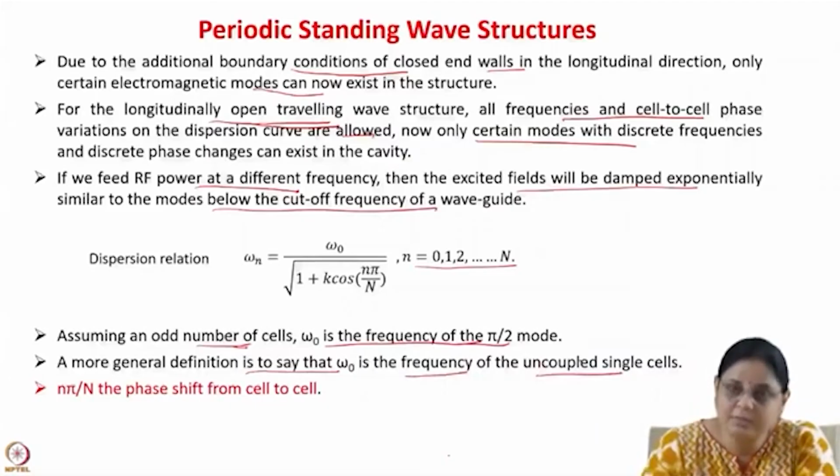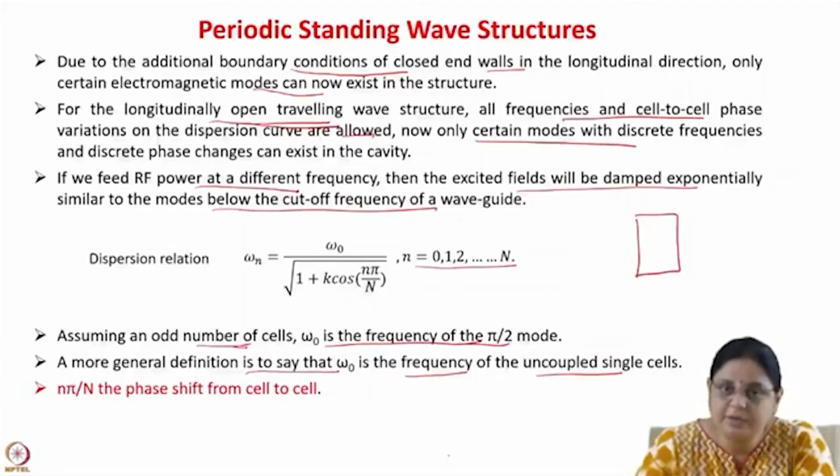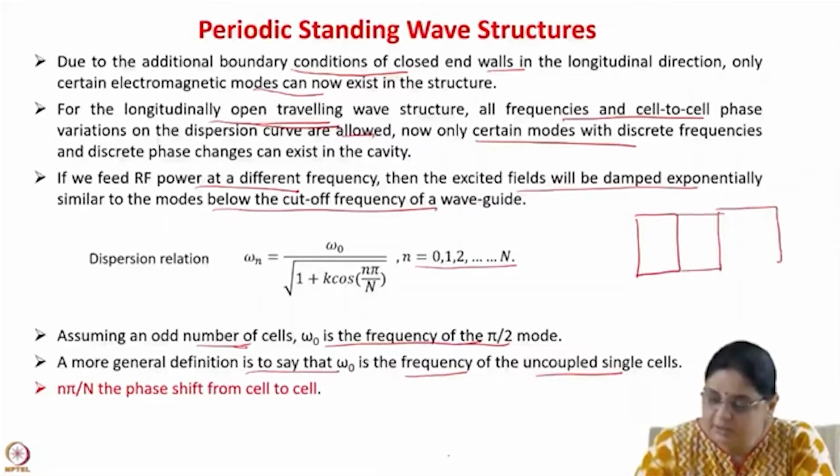So let's say you have a single cell, a single pillbox cavity, and it has various modes, TM010, TM011, and so on. So it has various modes. Now, if you have, let's say, many coupled pillboxes, then each of these frequencies and so on.